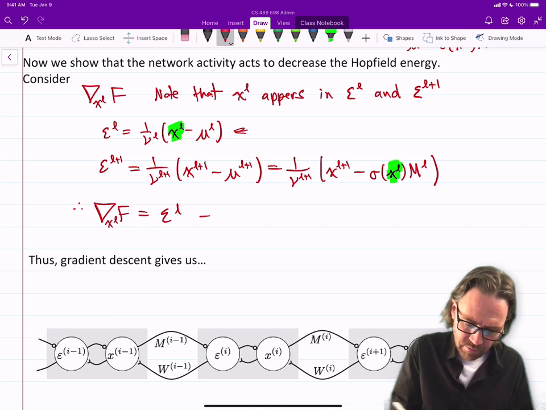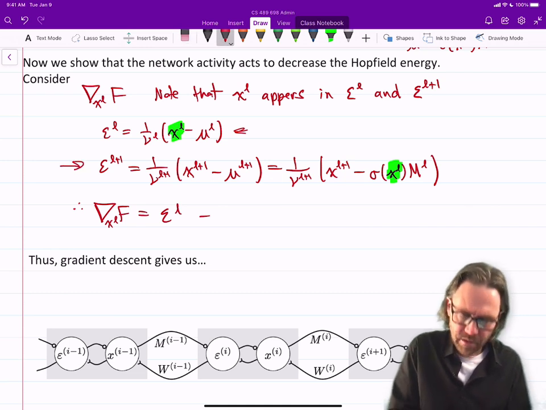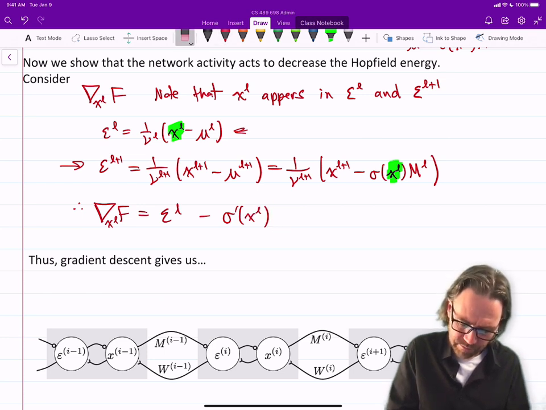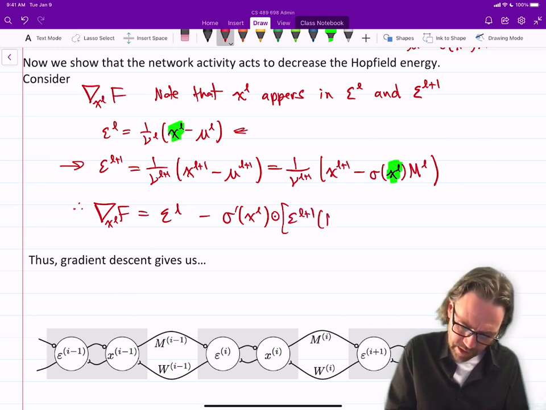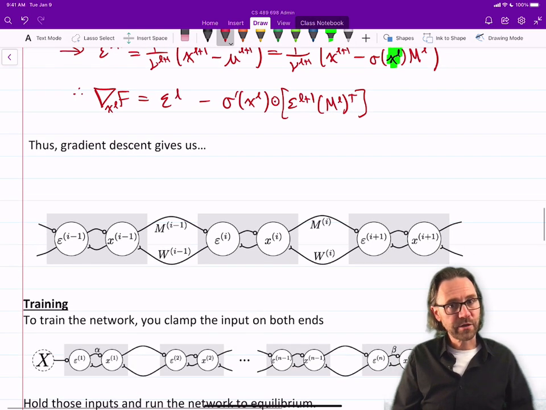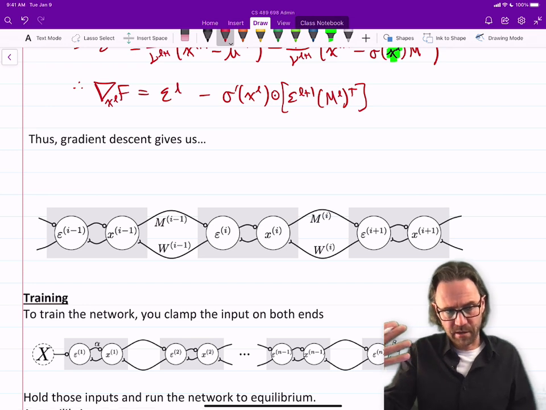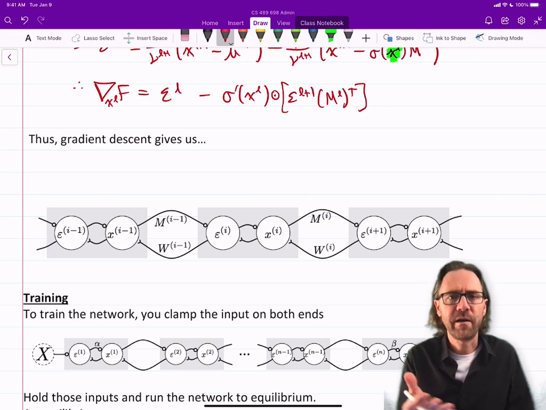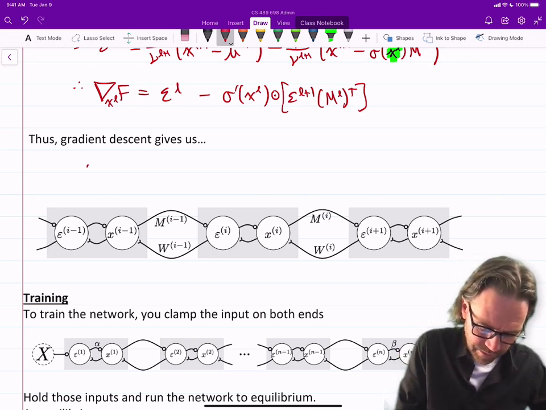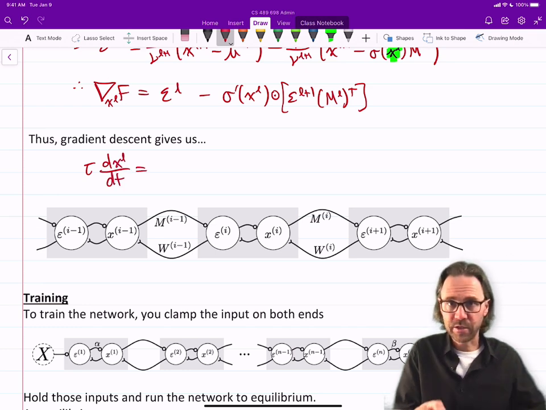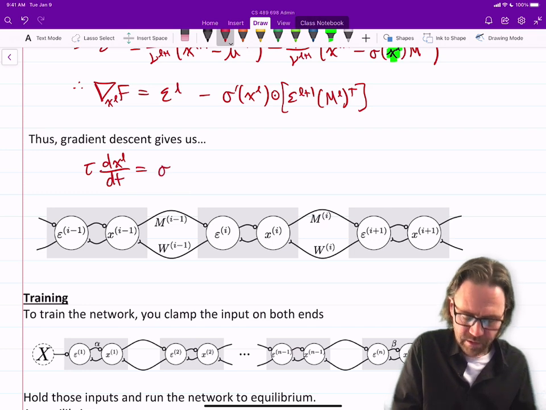And the other term, which comes from here, looks like this: sigma primed xl times, let me do it this way, epsilon L plus 1 times ml transpose. Okay, thus gradient descent of our Hopfield function, the dynamics the gradient descent will have on XL gives us this differential equation. Again, some time constant times the rate of change of XL. So this is implementing gradient descent in a continuous domain, continuous time domain.